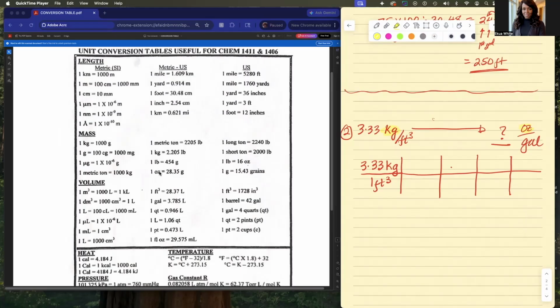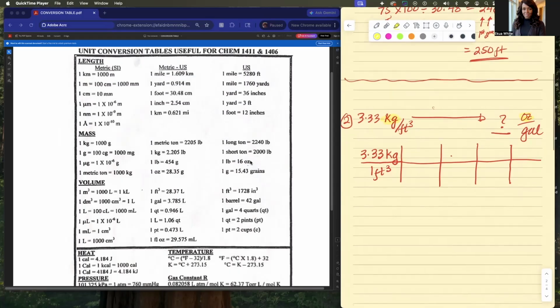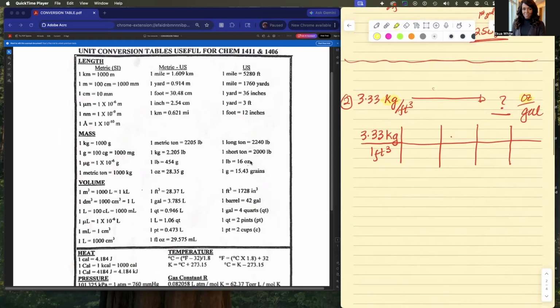So you see that we actually have kilogram to gram, ounces to gram. We can use that. Or we can go kilogram to pound, pound to ounces. Let's actually use that one. Let's use something different. So we're going to go for our mass conversion.